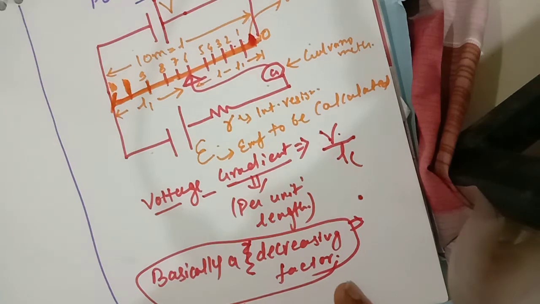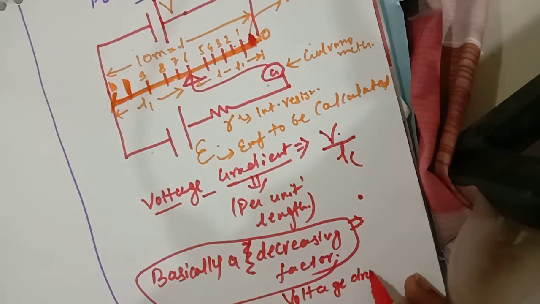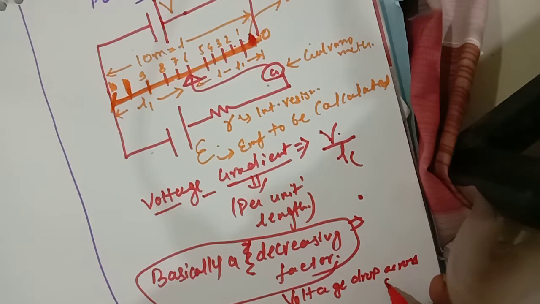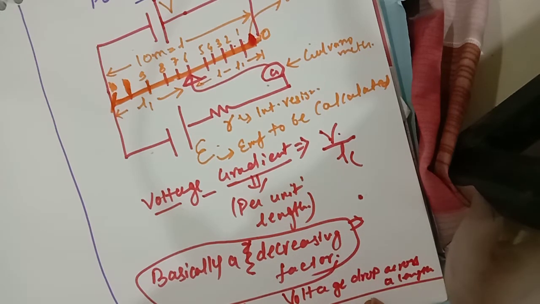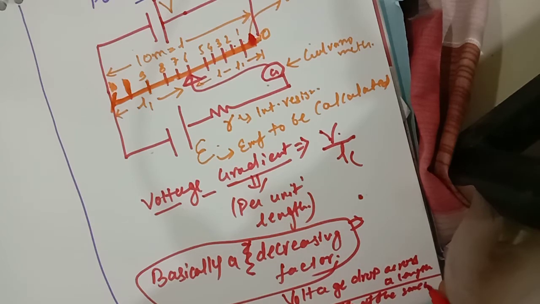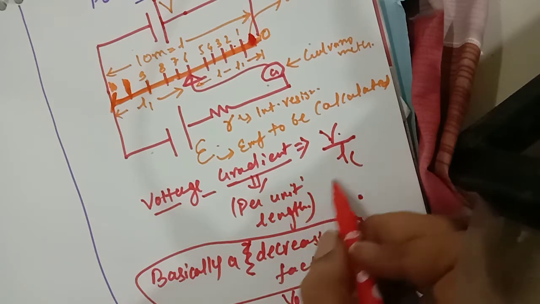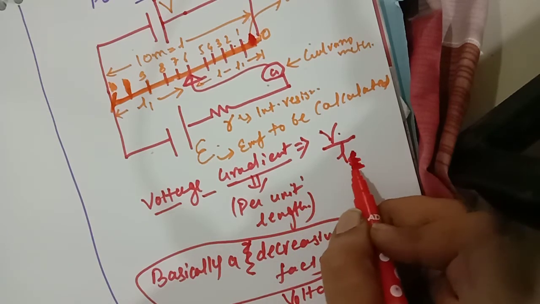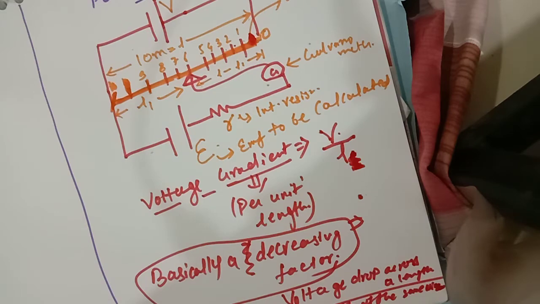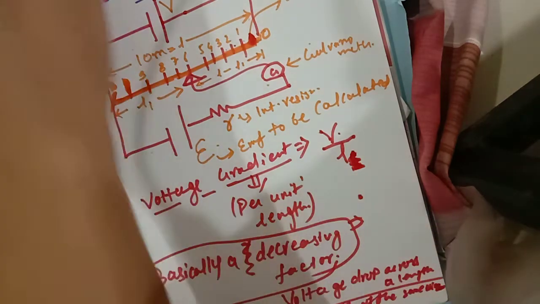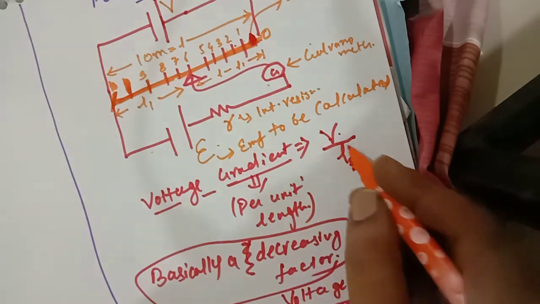V by L is actually, remember this, the voltage drop across a length of the same wire, right? It's not L1, right? It's L. Correct. So what does it mean? It means that the voltage is decreasing.